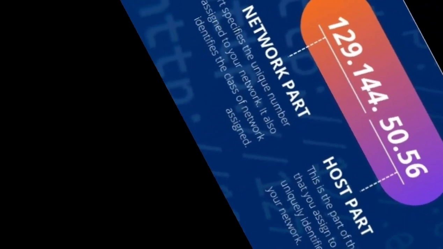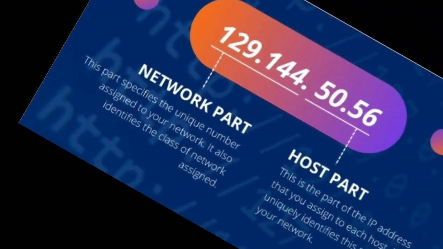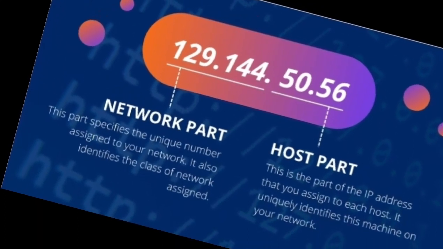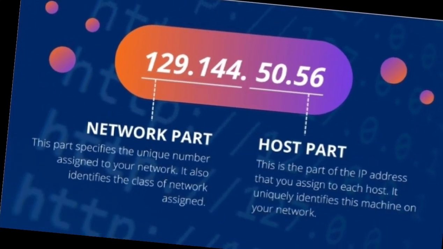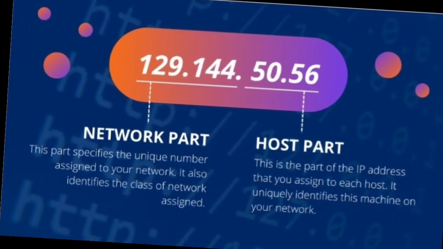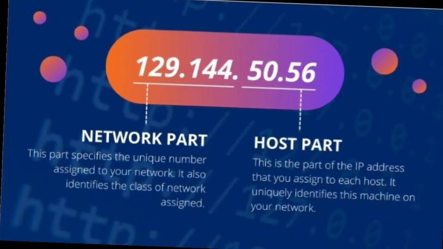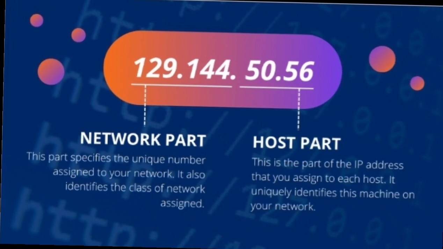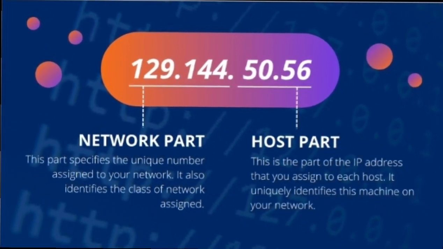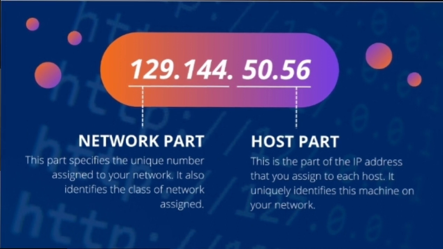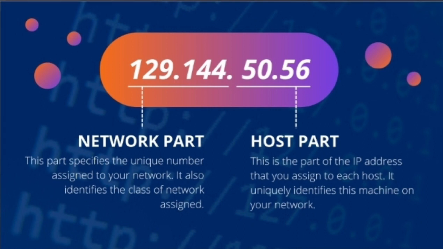The IP address has two basic parts, namely the network part and host part. The first part of the IP specifies who or where the IP address is from. This is the network identifier. And the second part specifies which host or machine or node it is from. This is the host identifier.